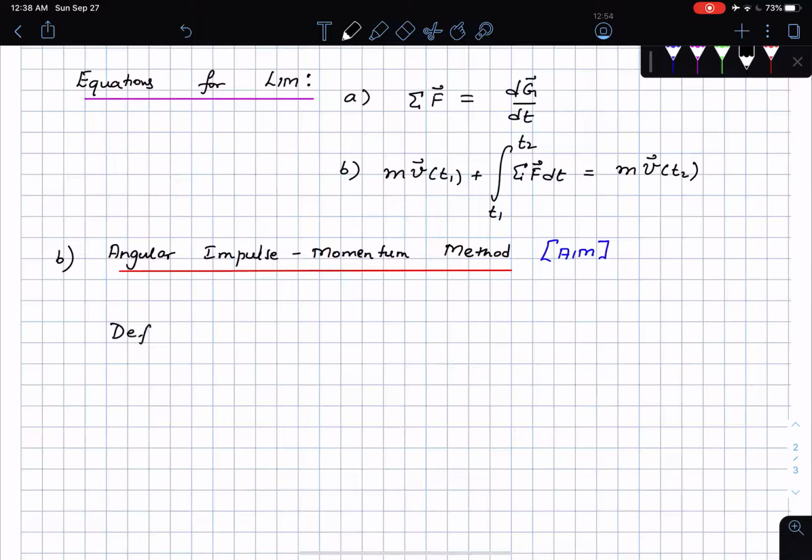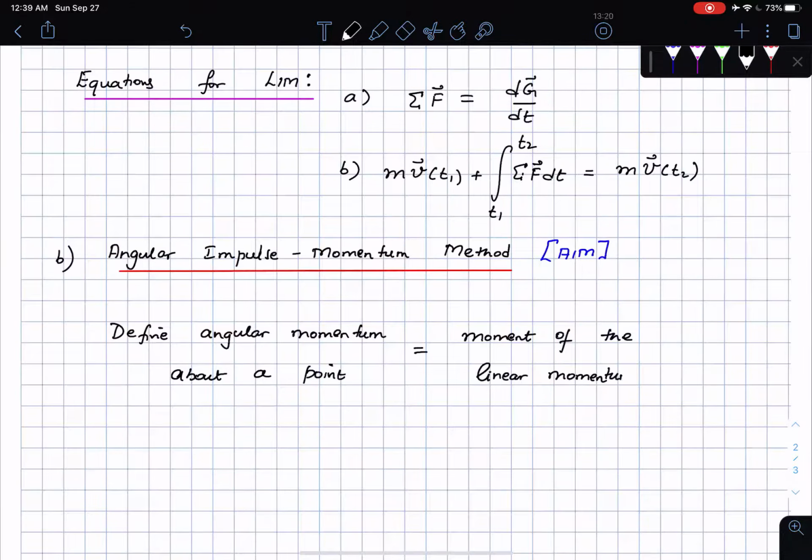Okay, so define angular momentum about a point. Okay, in words, this is called the moment of the linear momentum. Moment of the linear momentum about that point. And that is important.